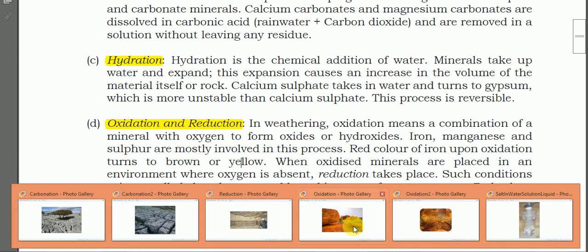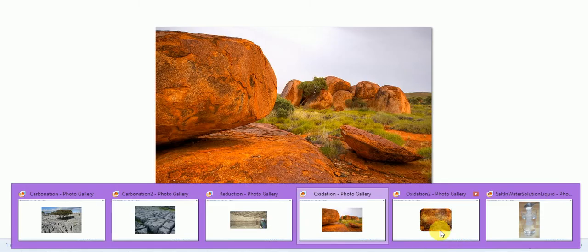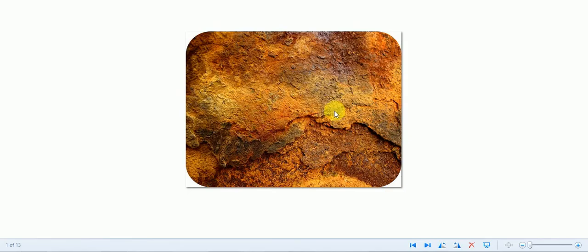Just see here, this is the best example of oxidation. These rocks contain iron, and when they contact with the oxygen in the atmosphere, the oxidation process takes place, and because of that, rusting takes place, and that is known as oxidation. So here all the rocks are oxidized. Another one is also here, another example of the oxidation process. Here it is rusted. The iron contained in the rocks is oxidized when it contacts with the oxygen.